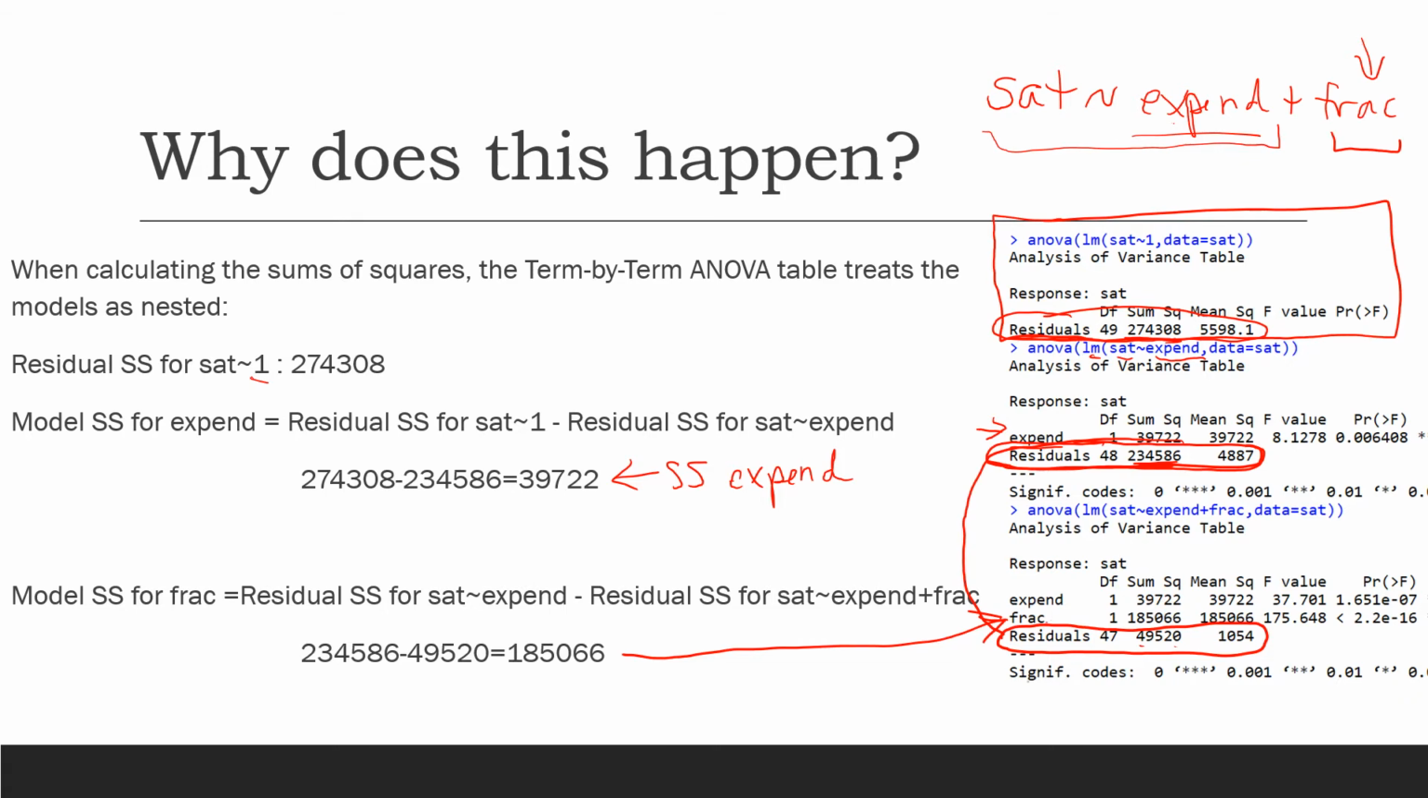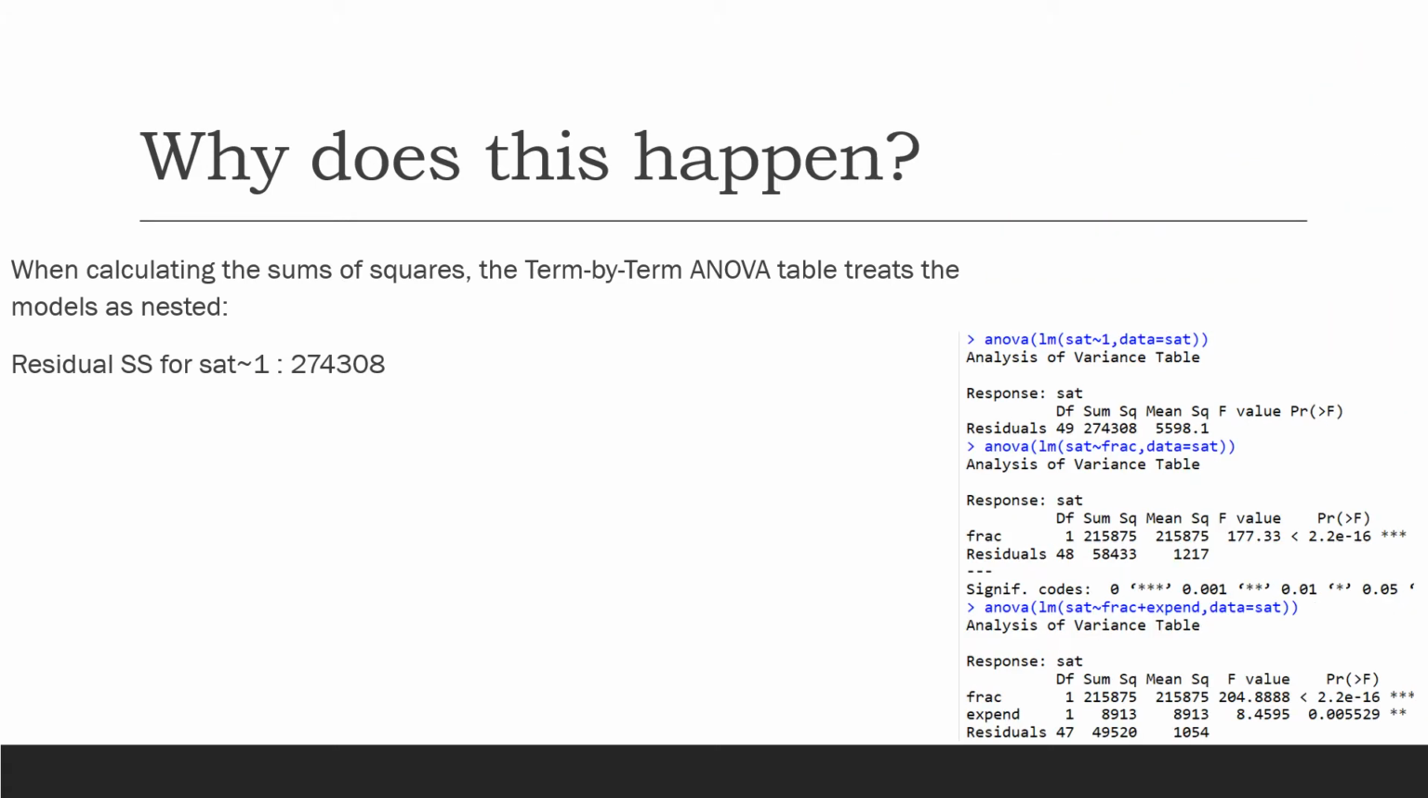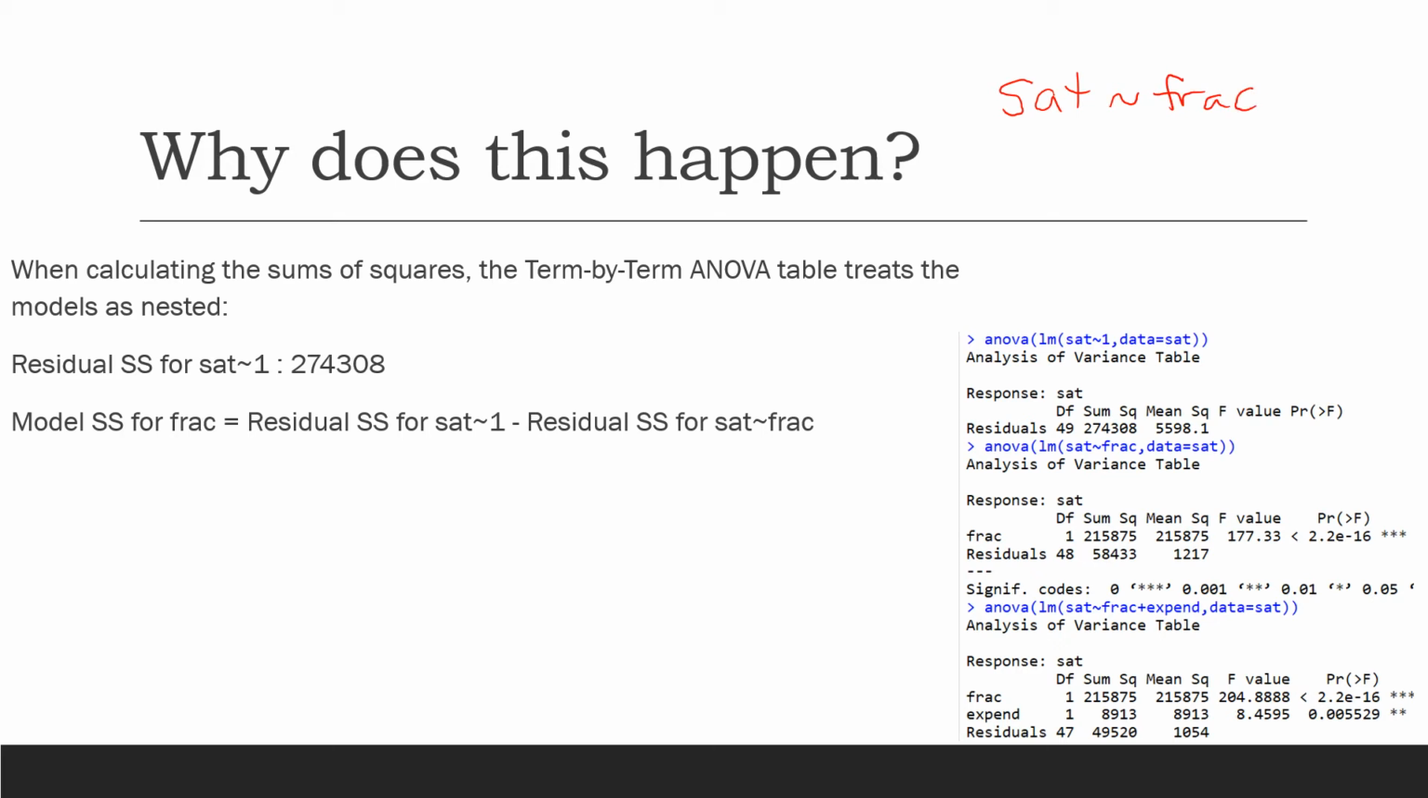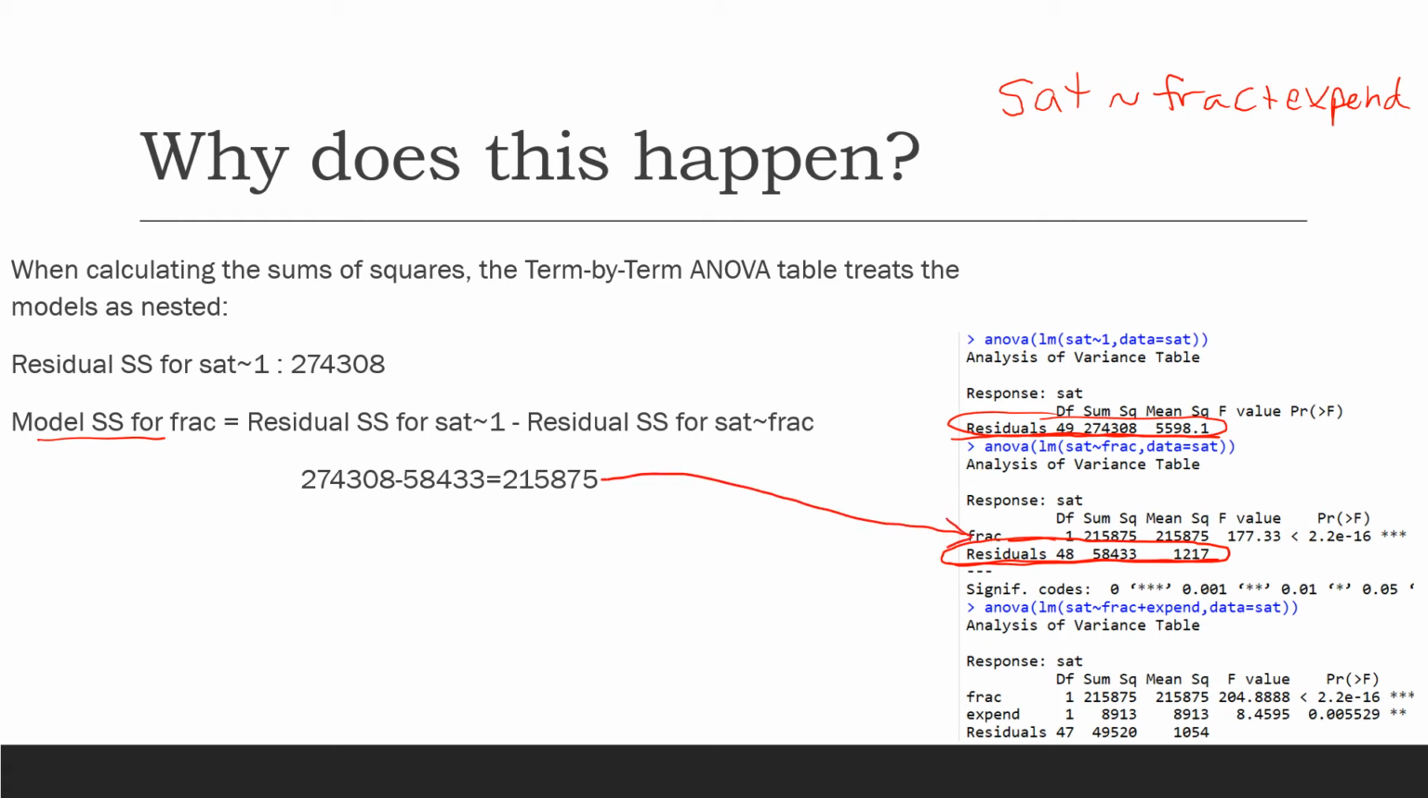Now, if we do them in the opposite order, so now when I switch and I say, okay, now I want to have SAT as a function of the same variables, but in the opposite order. So frac plus expend. Now what it's doing is when it's finding the sums of squares that it's associating with frac, it's saying, okay, compared to the model that didn't have any explanatory variables in it, this one here, how much was the sum of squares in the residuals reduced? So I take the sum of the squares residual for the model with no covariates. I subtract off the sum of the squares of the residuals for the model that has frac in it, and that difference gives me the sum of the squares that are associated with frac.